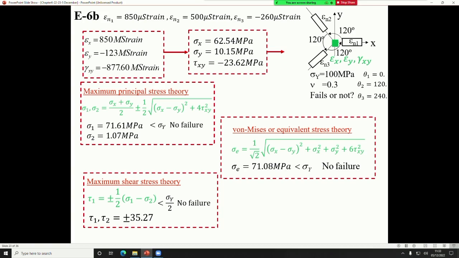I thought you were talking about the application. You're asking, like in the exam, are we supposed to know which theory to use? No. I definitely tell you. It's very unlikely I ask you all three of them.